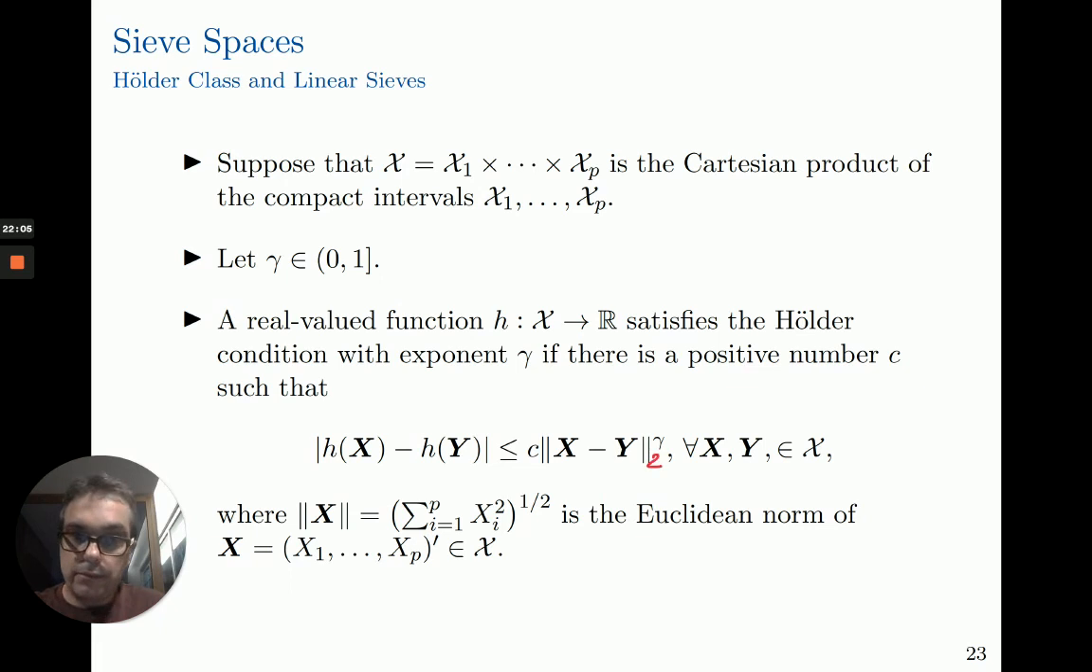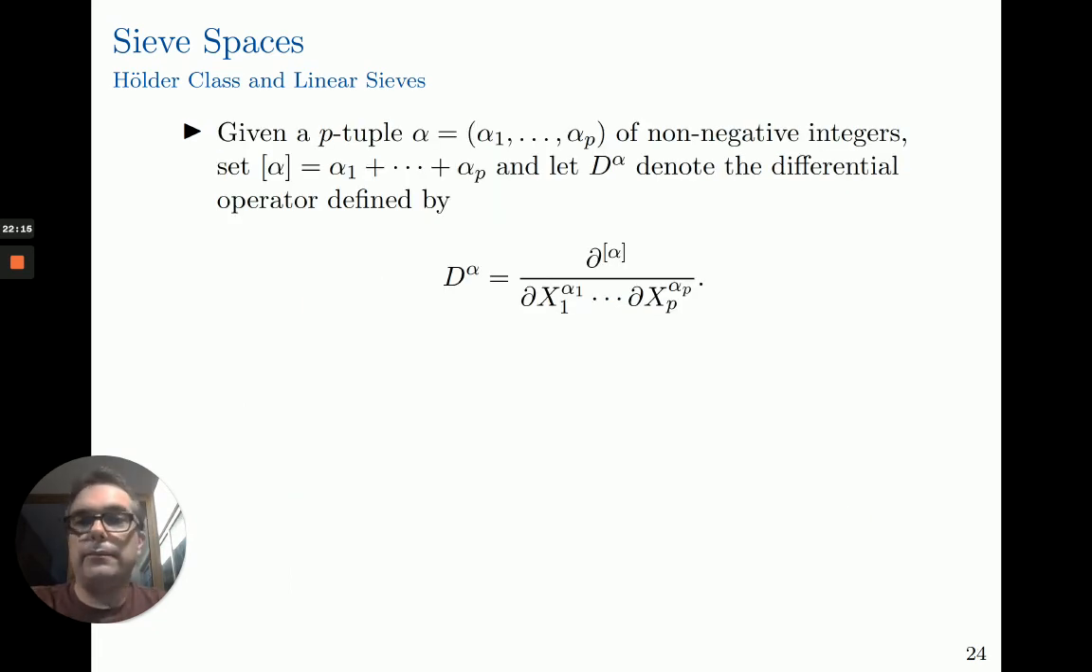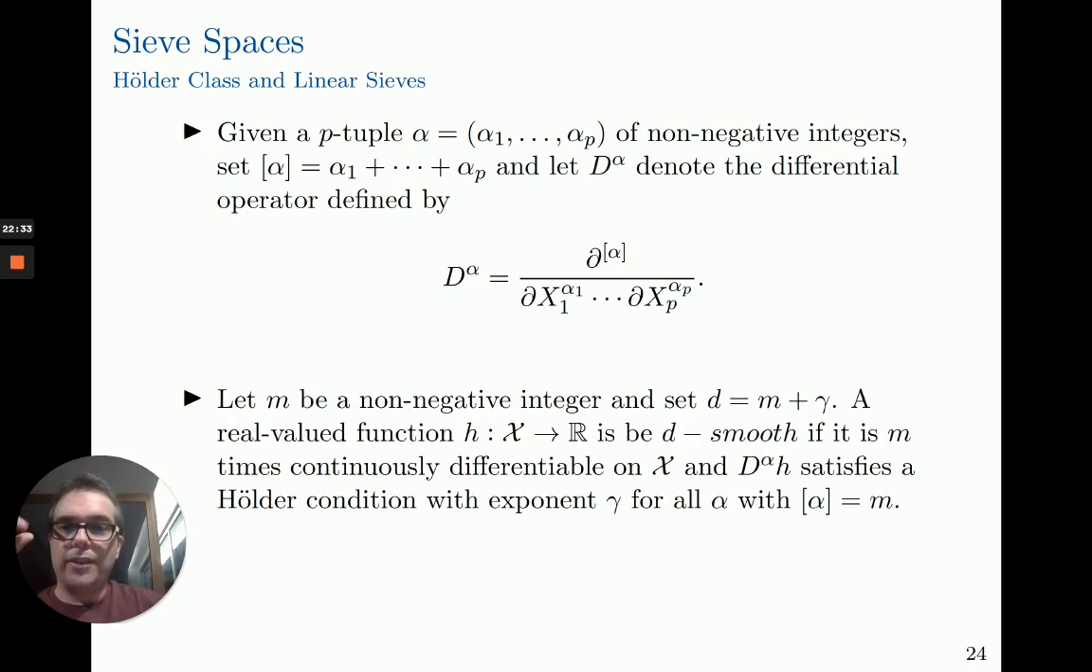So there is a 2 here. Okay? And we denote a p-tuple alpha with non-negative integers, okay, and the sum of these integers, and we denote the differential operator, that's the derivative of order alpha of something, okay, and we want to estimate functions where the alpha derivative of these functions satisfies the Holder condition. So we want some kind of well-behaved functions, okay?